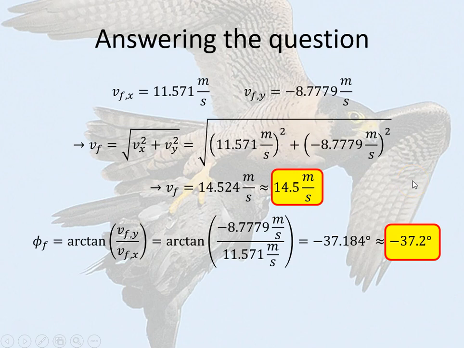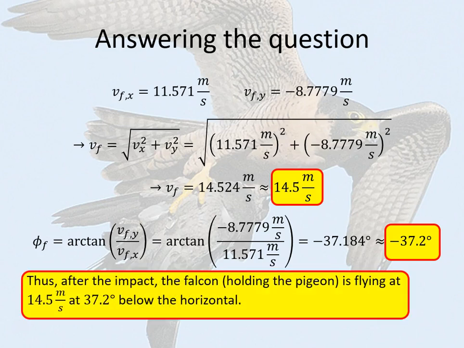Well, the question was asking for the magnitude and direction of the objects after the collision. Well, it's 14.5 meters per second at an angle of 37.2 degrees below the horizontal. That is the final answer that we're dealing with, and now the problem is solved.